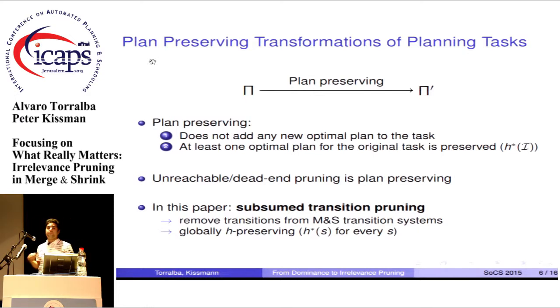Okay, some of the operations in Merge-and-Shrink are plan preserving. For example, removing unreachable or dead-end states is plan preserving. Also, bisimulation is plan preserving. And in this paper, we introduce this new operation that removes transitions, so obviously it does not add any new plan. And it's globally plan preserving, so obviously it preserves at least one optimal plan.